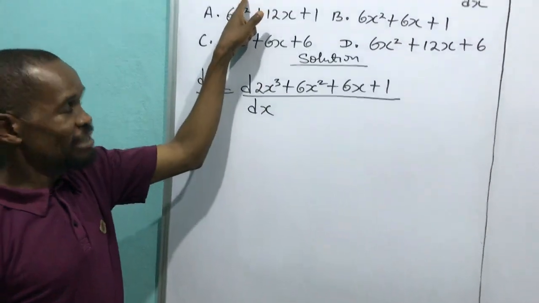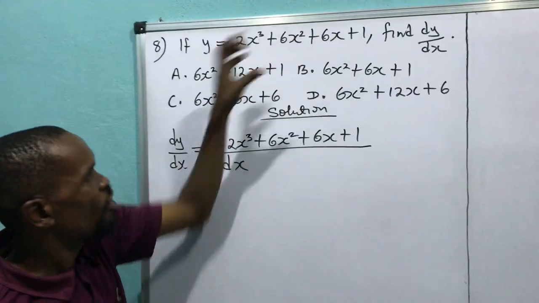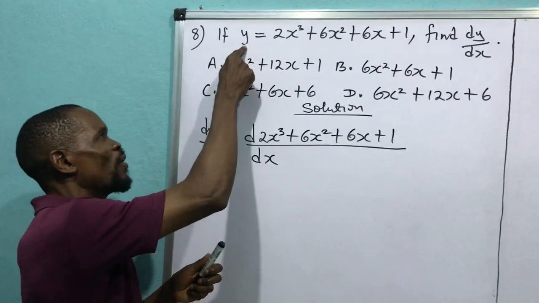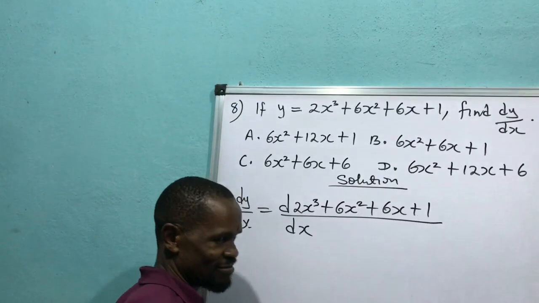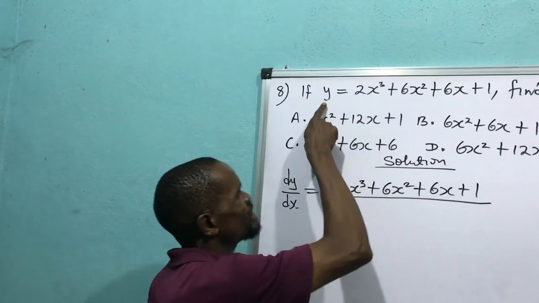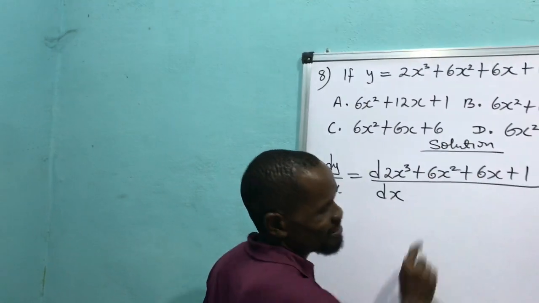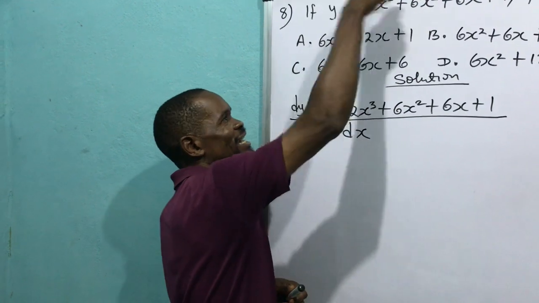What does y mean? Y is a function of x. That means y depends on x. Y is a function of x means y depends on x. This y depends on x, which means this kingdom is a kingdom of what? X. Y is a kingdom of what? X.